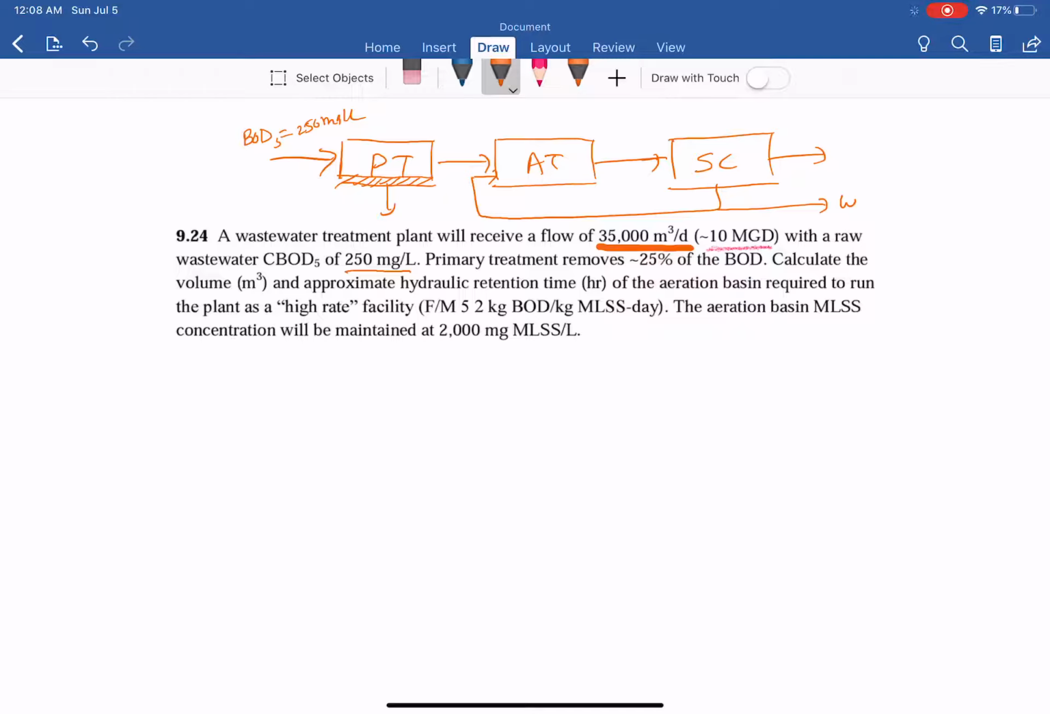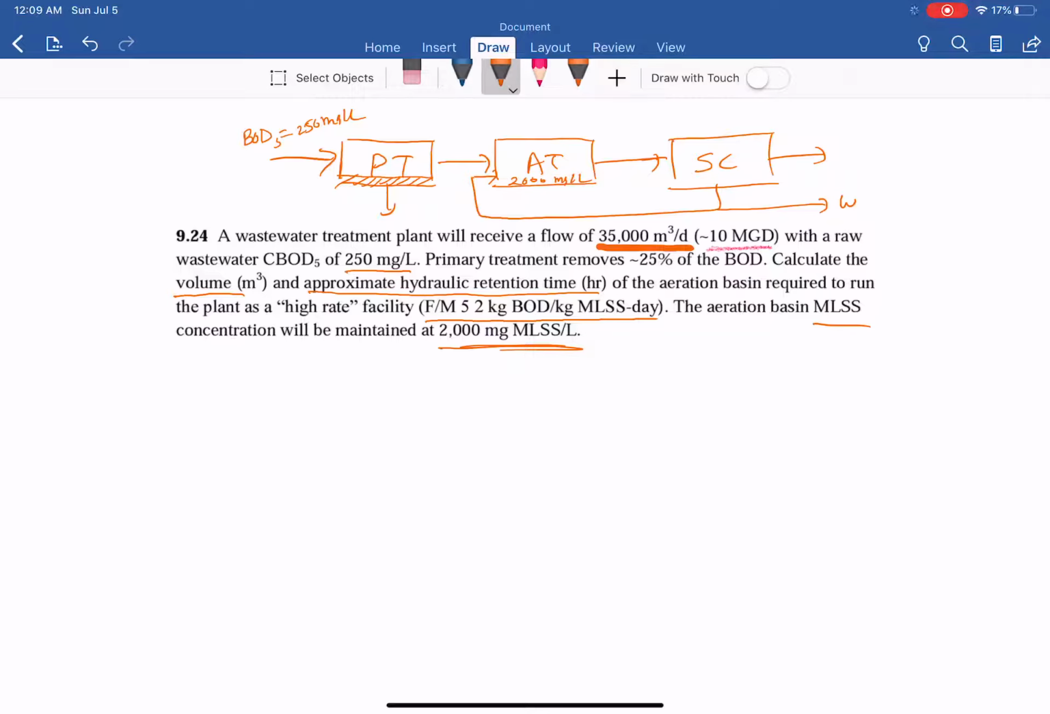Calculate the volume. You need to know the volume and the approximate hydraulic retention time in hours for the aeration basin required to run the plant as a high rate facility. F over M is 2 kilograms BOD per kilogram MLSS per day, and the aeration basin MLSS concentration will be maintained at 2,000 milligrams per liter inside the aeration tank.